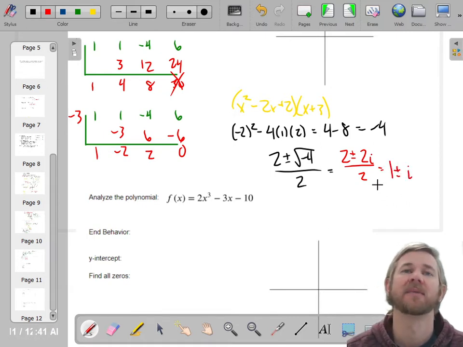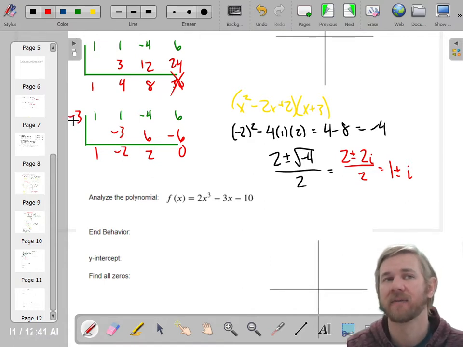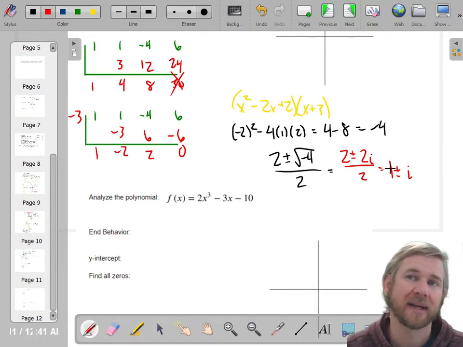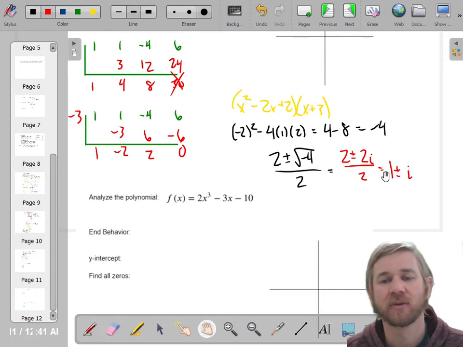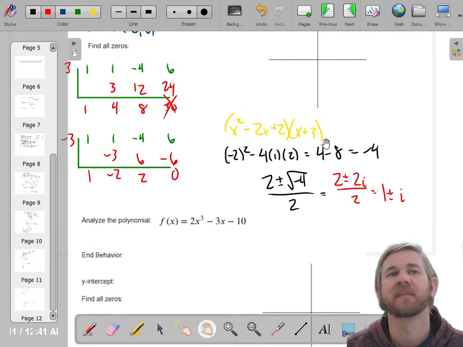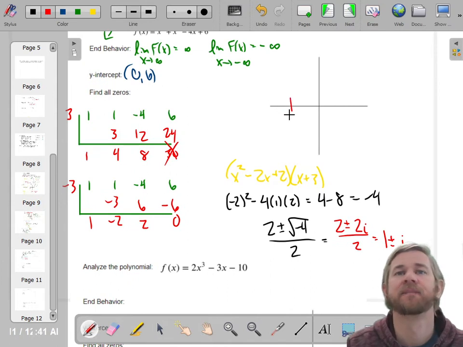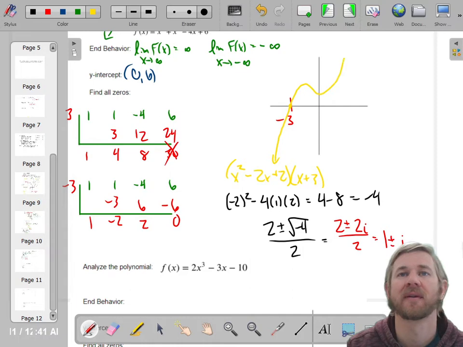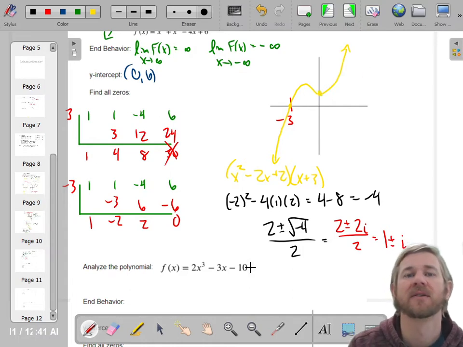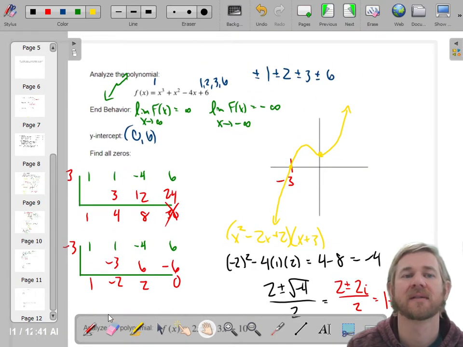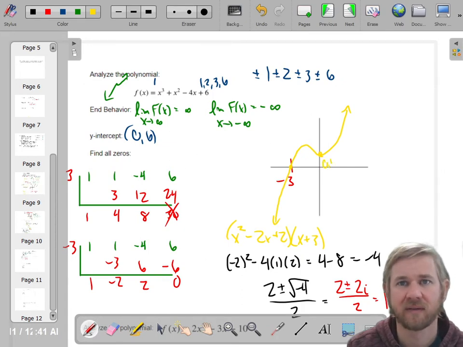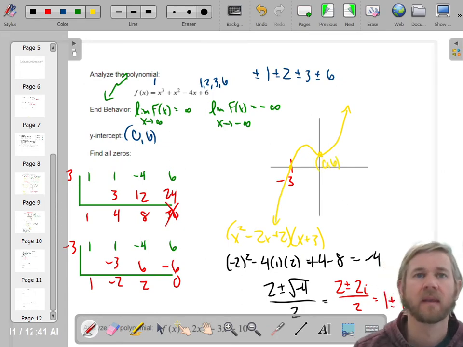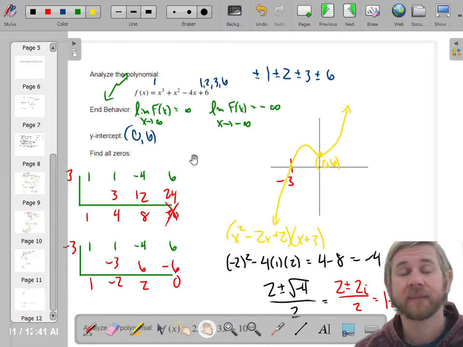So my x-intercepts are at negative 3. The only one is at negative 3, but my other two zeros are complex. They're at 1 plus or minus i. Those don't show up on the graph. Complex zeros don't show up on the graph. So let's put a dot at negative 3, and we'll sketch it. It's positive odd. It's an odd degree multiplicity, so it's going to do this, and then probably turn around or something like that. And then my y-intercept is at (0, 6), because 6 is on the end there. Okay. All right, so there's one down. Let's do a few more.